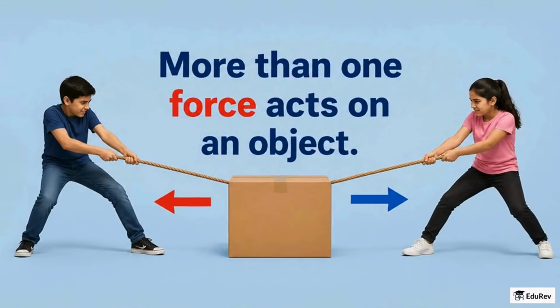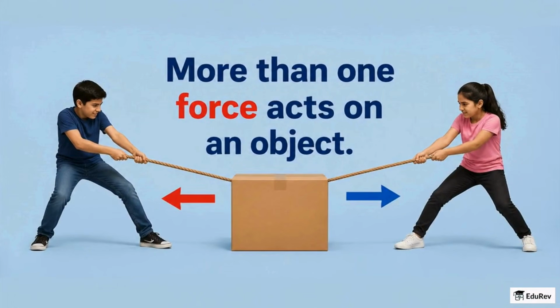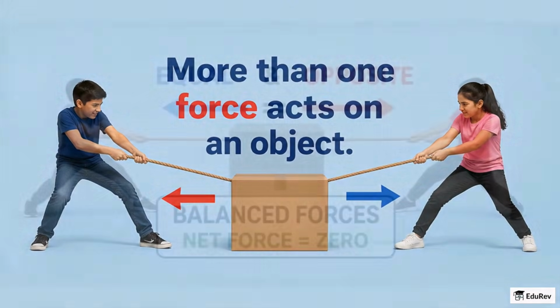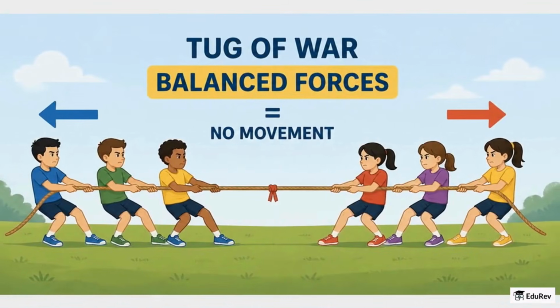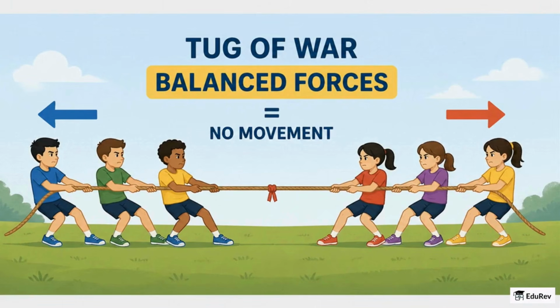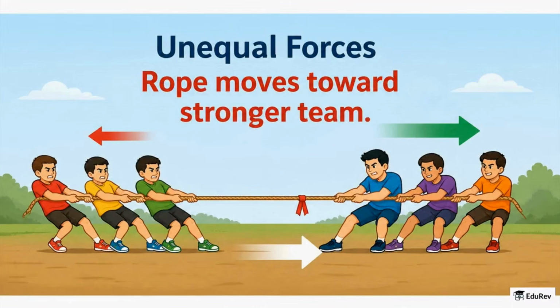In most cases, more than one force acts on an object at the same time. When two forces are equal and opposite, they are balanced, and the net force is zero. Think of a tug of war, where both teams pull equally. The rope does not move. But if one team pulls harder, the forces are unbalanced, and the rope moves toward the stronger team.